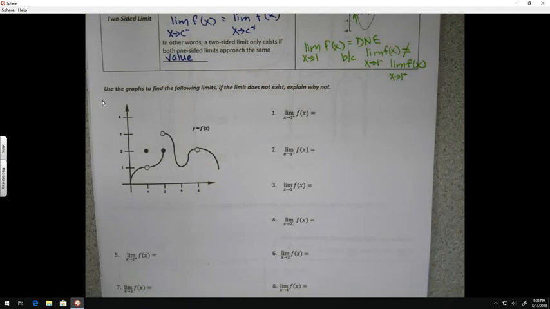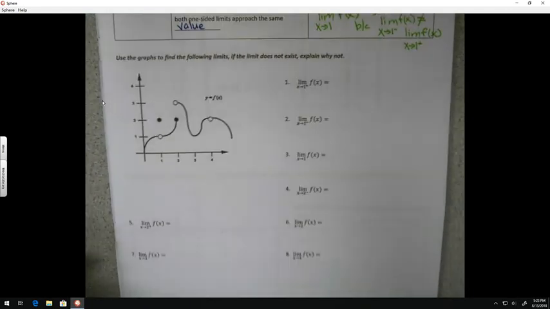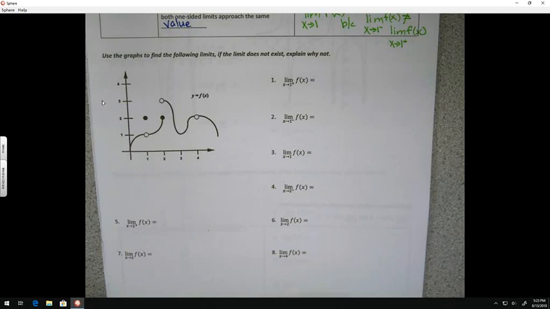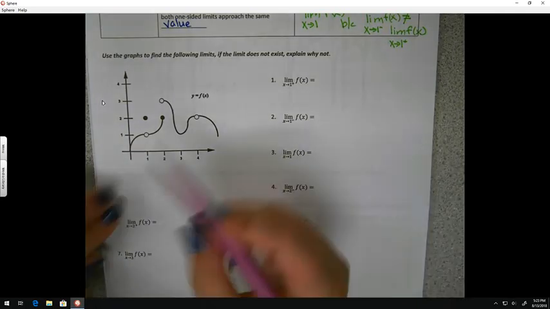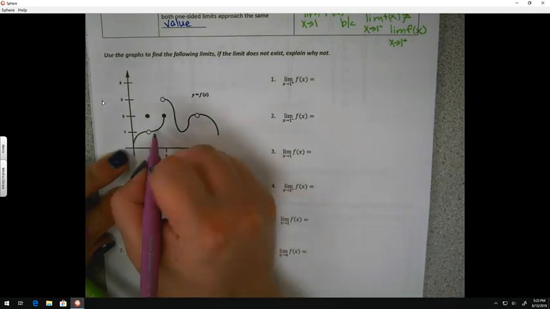All right, we are going to race through these problems really quick. So the limit as x approaches 1 from the right, so I want to find x equals 1, and I want to approach from the right side.